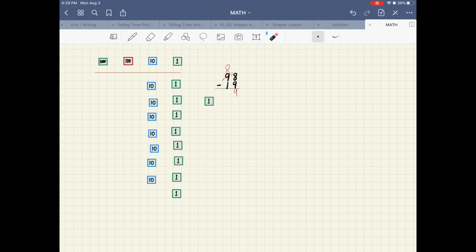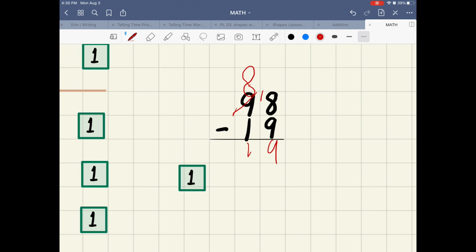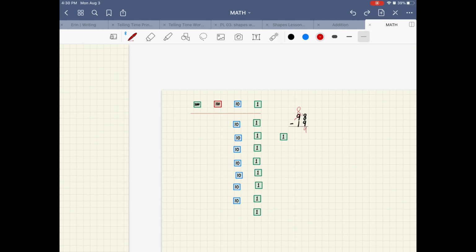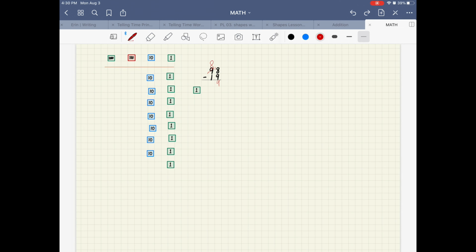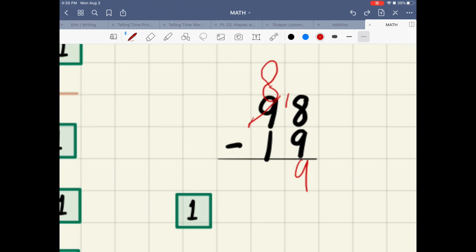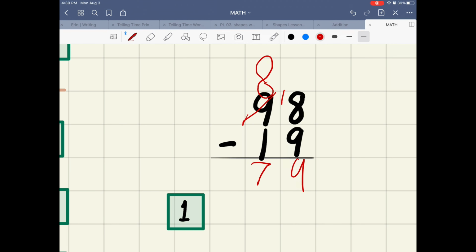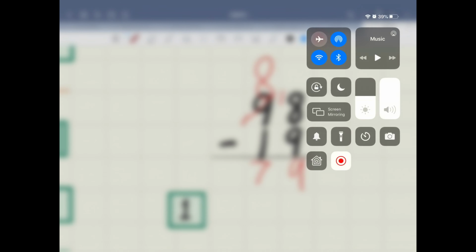It's 8 take away 1. Okay. 8 take away 1. You just counted these. 1, 2, 3, 4, 5, 6, 7. 7. So, you have to read 98 minus 19 is 79. The end.